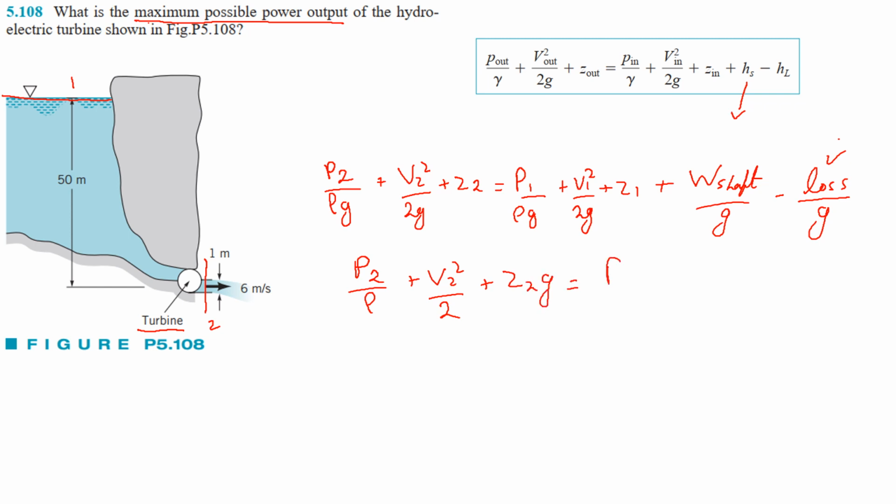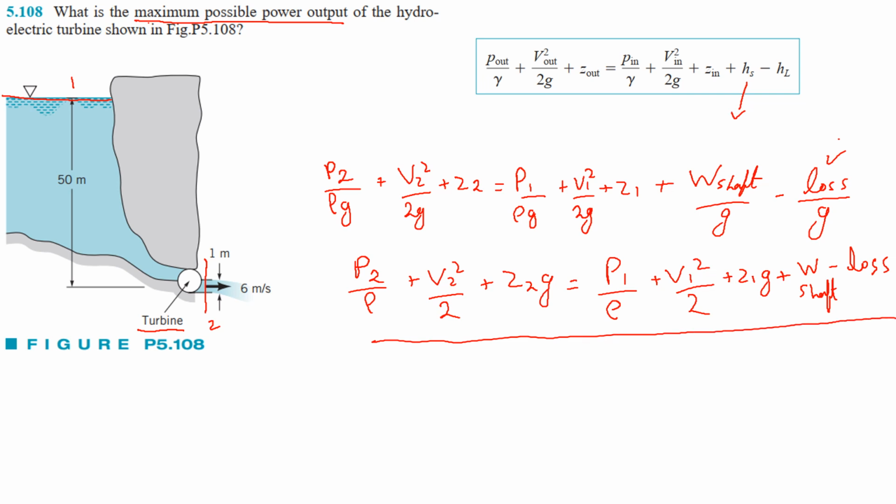and the right hand side will be P1 divided by density plus V1 squared divided by 2 plus Z1 g, and I will write this just in terms of W, that is plus work of the shaft, and minus loss. So this is what I get, this is my governing equation, and now let's cancel out some terms looking at our scenario that is given to us.